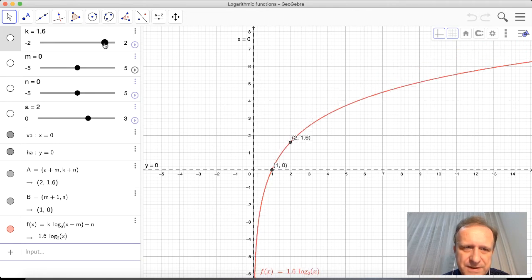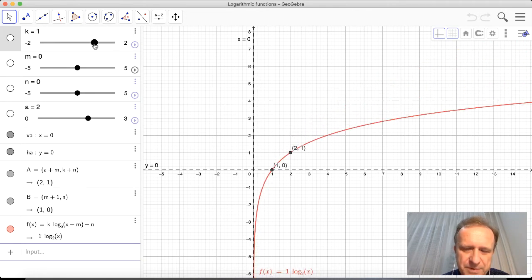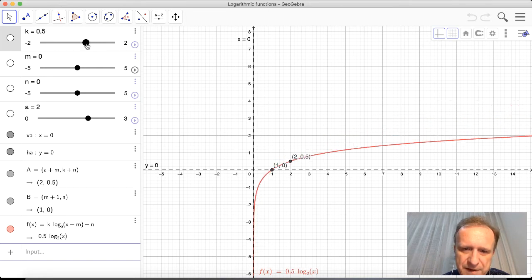Now let me decrease k back to 1 and see what happens if k is less than 1 but still positive. If k is less than 1 but still positive, let us imagine, for example, k equal to 1/2, you see that the graph is also scaled vertically, but this time it's shrunk in the vertical direction, and it's shrunk towards the horizontal x-axis. So if k is 1/2, it means that every point of the original graph got closer to the x-axis, and it got to the distance which is exactly 1/2 of its original distance.